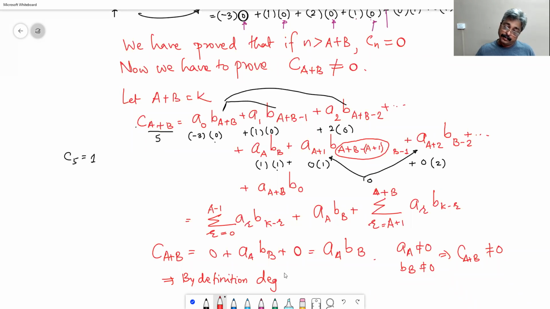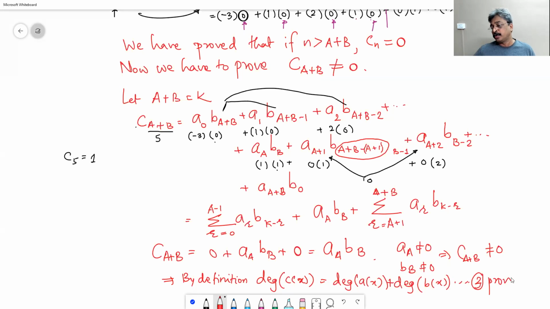degree of C of x is equal to degree of A of x plus degree of B of x. That is 2, 3, 2. Right? Here, this is 1, 2.